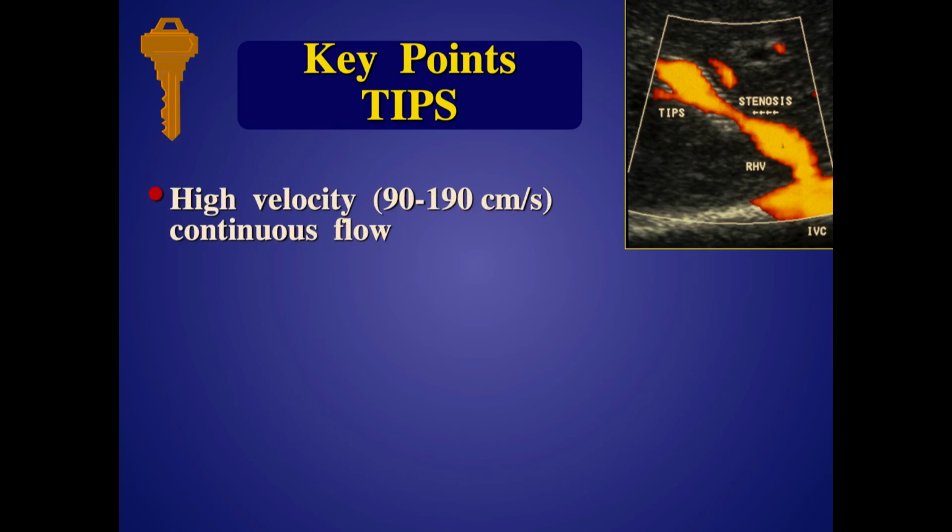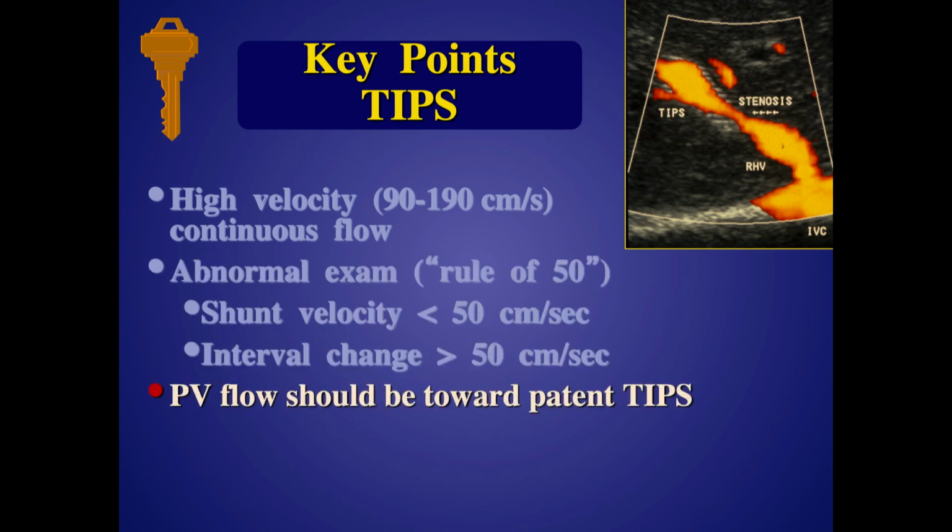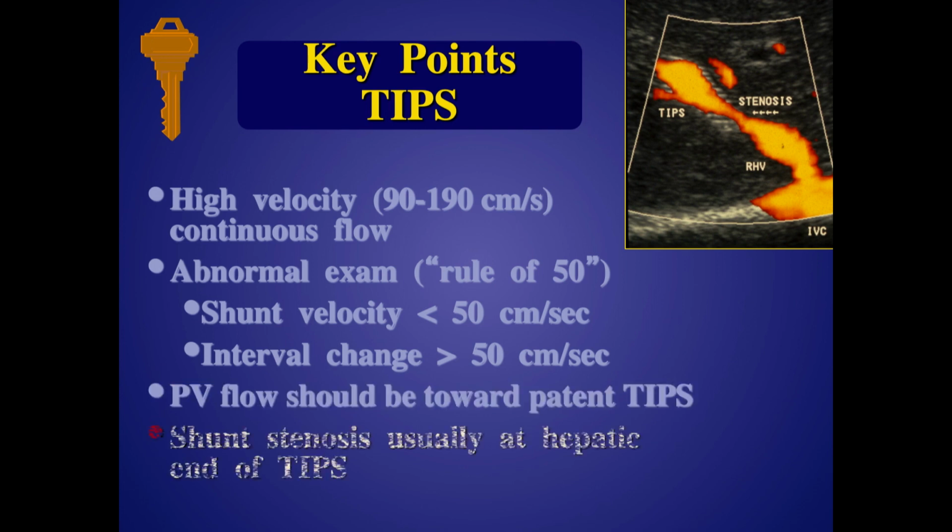So finishing up, normally there is high velocity flow in the TIPS. The rule of 50 has been proposed, in that when you have low shunt velocities, less than 50, think about obstruction at the distal end. Portal vein flow should be toward a patent TIPS, and if it's obstructed, it's then again away. And when we do see stenosis, they're typically at the hepatic side, the distal end of the TIPS.